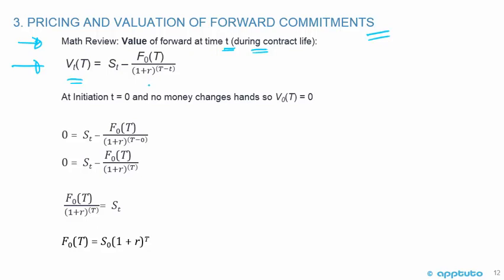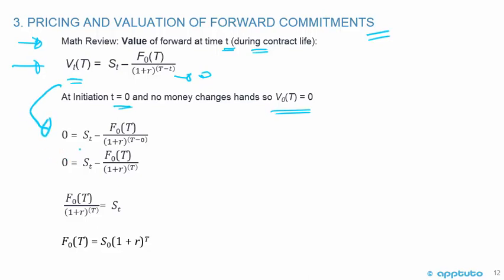It's the present value of the future price, so we're dividing by 1 plus r to the T minus t. So at initiation, don't forget the small t equals 0. And no money is going to change hands. So the value at time t equals 0 equals 0. So now, if t equals 0, I can substitute that in.